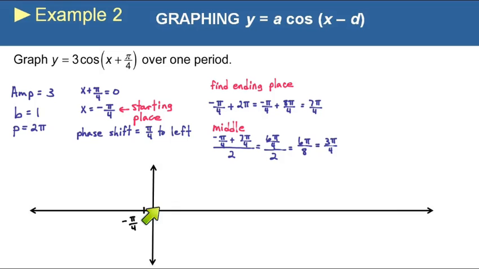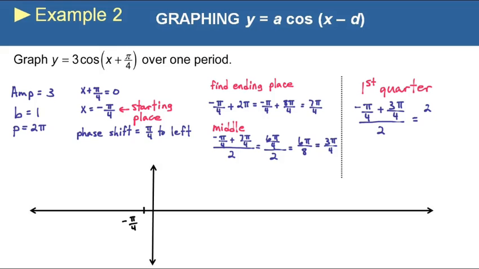And now I'm going to average the starting place plus the middle to find the first quarter. So we'll do negative pi over 4 plus 3 pi over 4 all over 2. That averages together to make 2 pi over 4 all over 2. And so, of course, that's 2 pi over 8, which reduces to pi over 4. So it looks like our first mark does belong on the right side of the y-axis, and it should be as far away as the negative pi over 4 is from the y-axis.